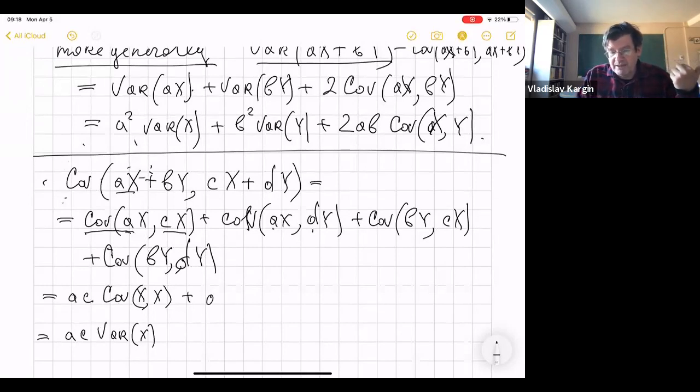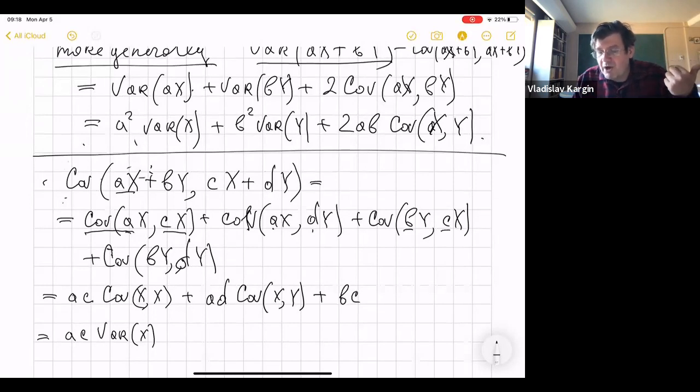Will be AD here, multiplied by covariance of X and Y. Here, same thing. So here B and C, so it's BC, but okay, covariance of YX. Right? It's the same thing. So there is also a symmetry property.